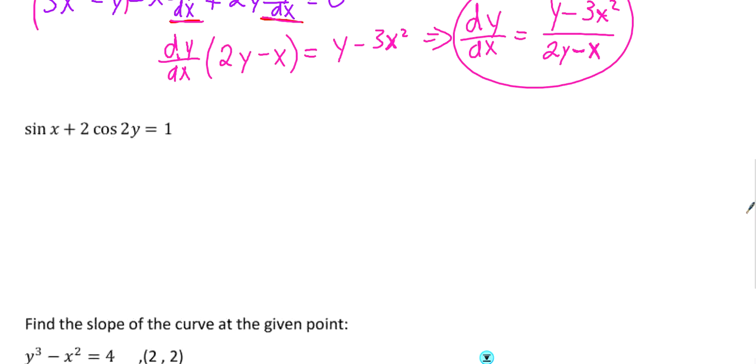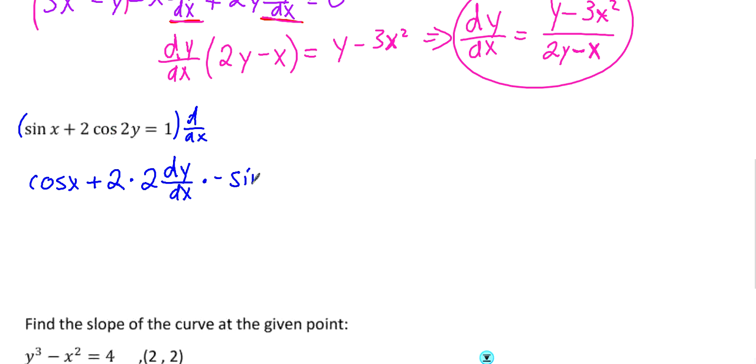All right, the last example. Again, taking the derivative of both sides with respect to x. The derivative of sine x is cosine x, plus 2. Now we're taking the derivative of cosine 2y, which means I'm doing chain rule. The derivative of 2y is 2 dy over dx, times the derivative of cosine, which is negative sine 2y, equals 0, because the derivative of 1 is 0.